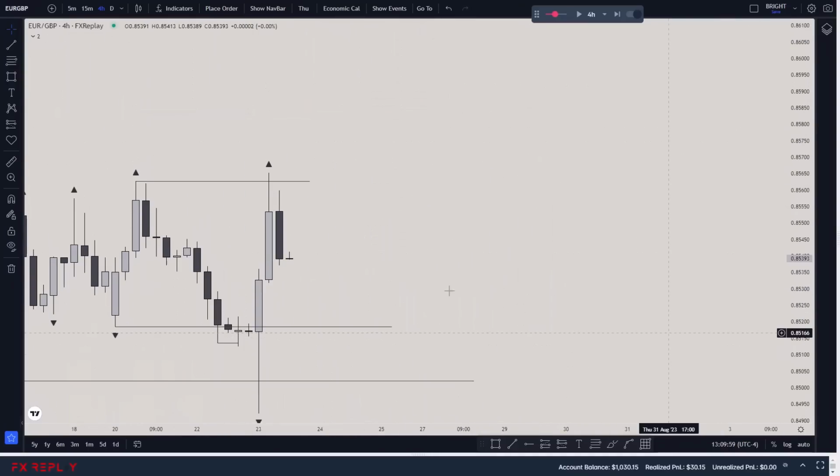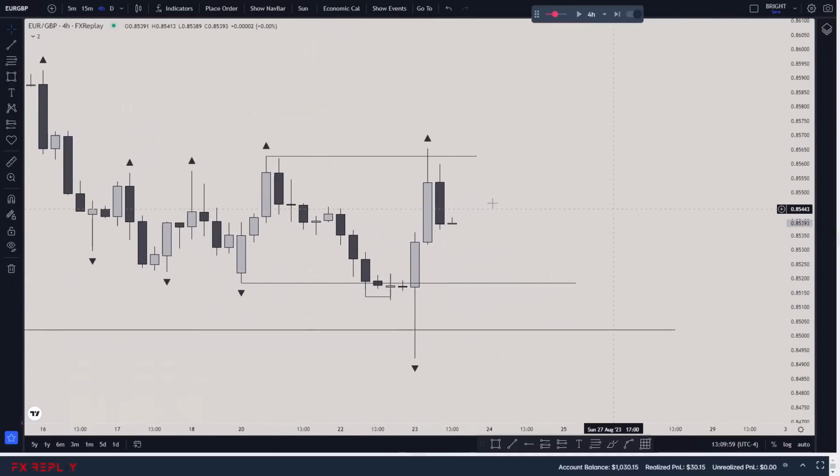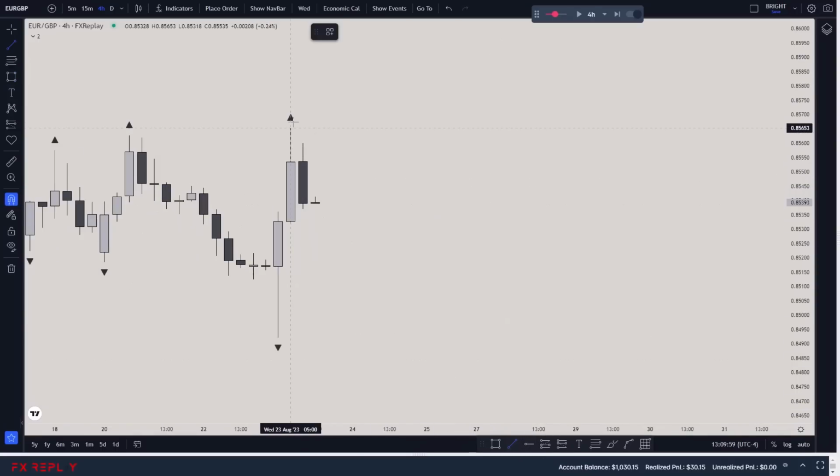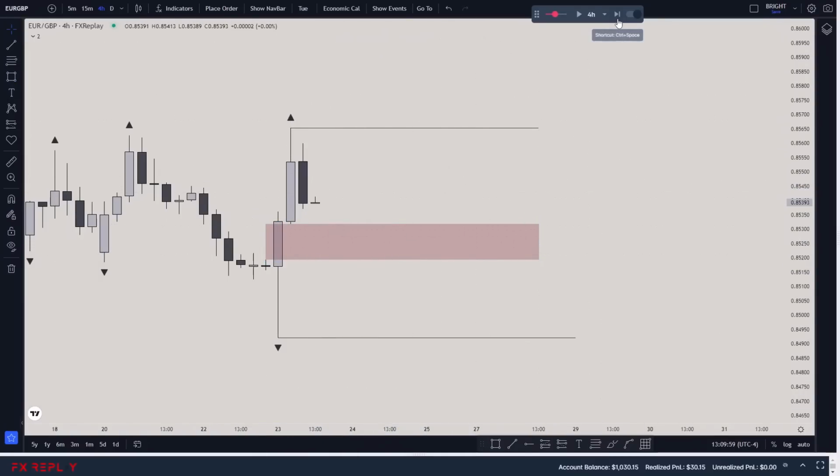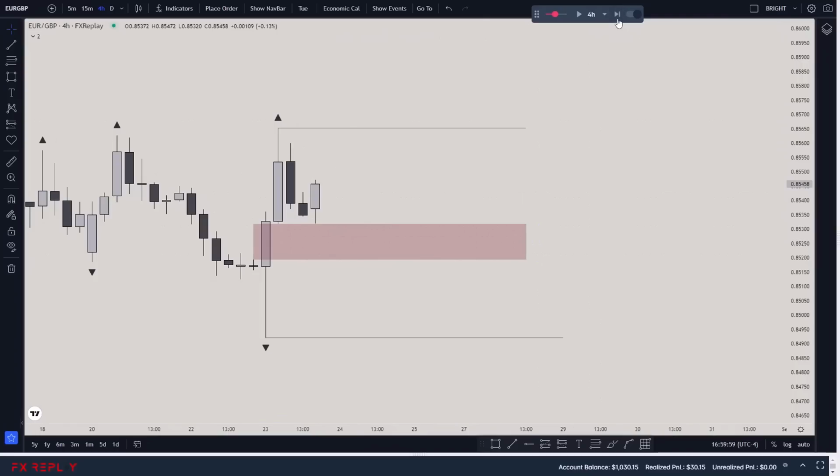Back to the 4 hour, what we see here. Now we have this high right here, and we have this low. Because this low is too far, we can keep an eye on this fair value gap also, if there is a sweep inside of this fair value gap. So there's nothing as of now. Play.